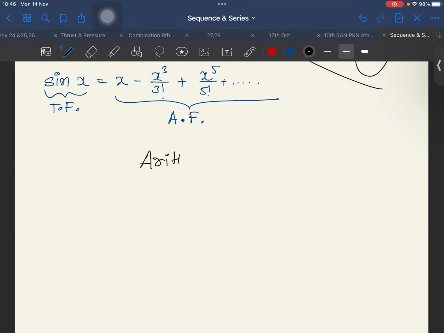Arithmetic progression. What is arithmetic progression? What do you mean by arithmetic progression? Yes, anyone? What do you mean by arithmetic? Please, somebody.